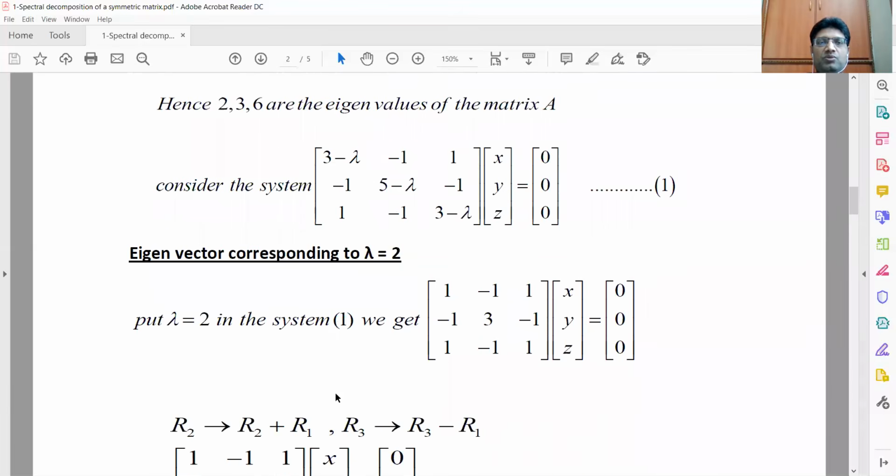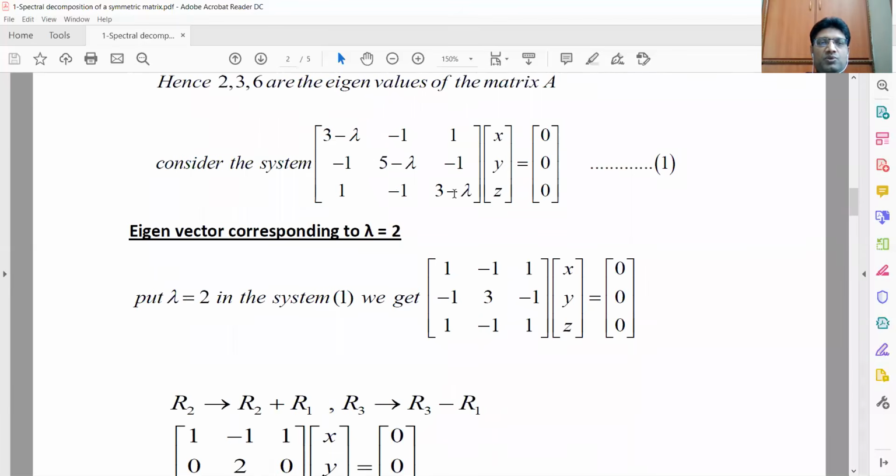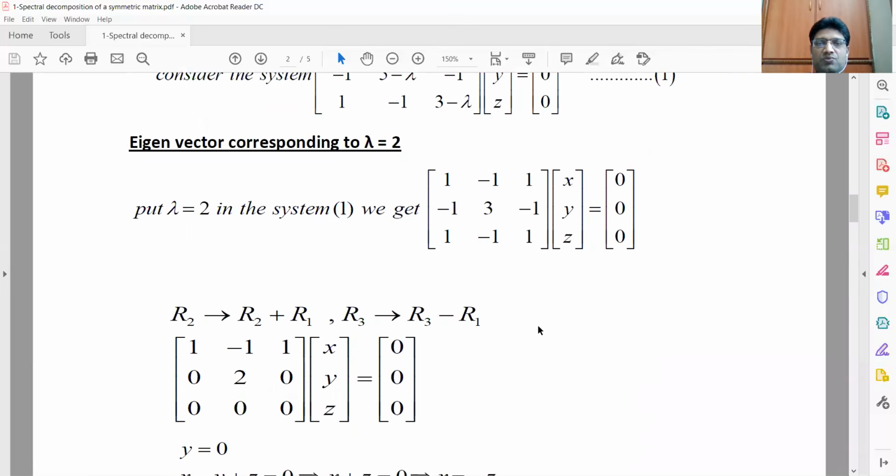So what do I have to do? I have to put λ = 2 in this system 1. If I put it in, 3 minus 2 is 1, minus 1 as it is, minus 1, 5 minus 2 is 3, minus 1, 1, minus 1, 3 minus 2 is 1. So this is the matrix we got.